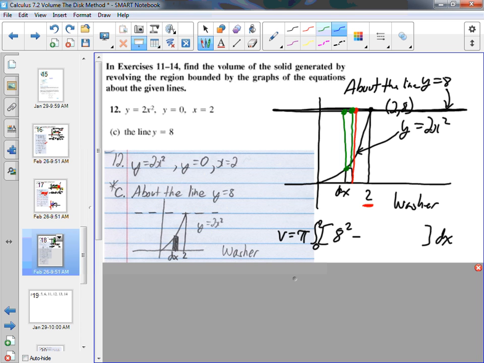8 minus 2x squared. Because we got to subtract out that distance. It's a vertical distance. So we got to subtract out whatever that y equals. And that y equals 2x squared. So the inner radius is 8 minus 2x squared. It's 8 minus y. Right? It's 8 all the way down minus that y coordinate. But I can't put y because that messes with the dx. So I put what y equals, 2x squared.